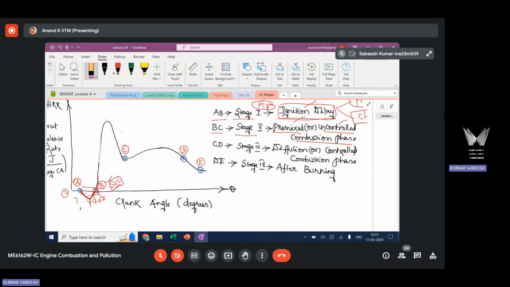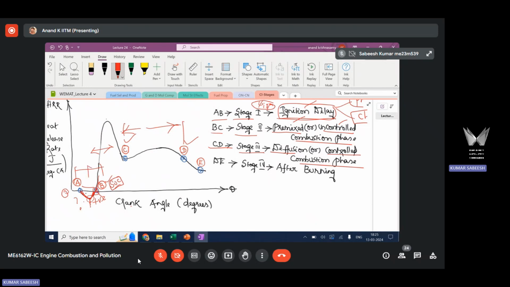Then comes the next stage, called the diffusion stage, indicated here as C to D. C to D is stage 3, which is the diffusion or controlled combustion phase. The duration of this diffusion combustion depends on what? Turbulence, sir. The duration of the diffusion phase depends on the duration of the delay time. When you have a long delay, most of the fuel is burned during the premix phase. Very little fuel will burn during the diffusion phase combustion.